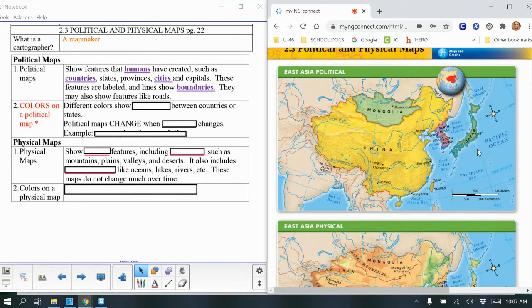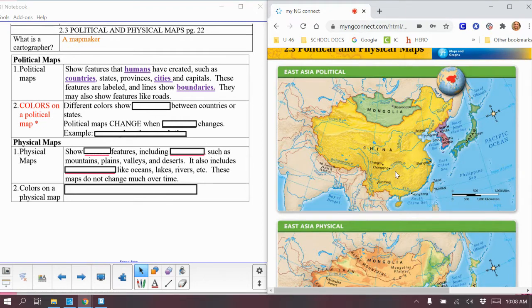Okay, so page 22 is going to show us a political map. As you're typing that information in, just listen to me point out those features. So features that humans have created. Humans created the boundaries to countries. And so you can see here that on a political map, countries are divided by colors. Basically, that's the easiest way to show the boundary of one country to another.